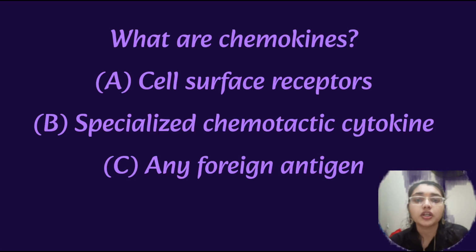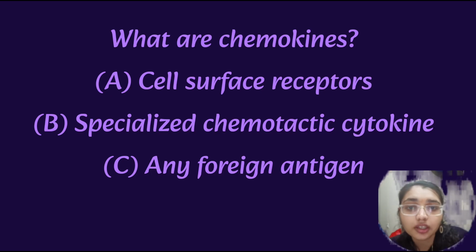Next question is, what are chemokines? Option A, cell surface receptor. Option B, specialized chemotactic cytokine. Option C, any foreign antigen. And option D, chemical based antibodies. So here the chemokine is a specialized chemotactic cytokine.